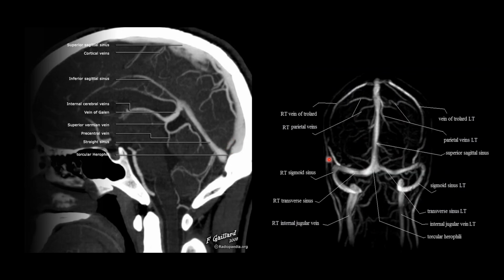Here are the CT and MR venogram images showing the superior sagittal sinus. Both the internal cerebral veins join into the great cerebral vein of Galen here, which drains into the straight sinus and then into the internal jugular vein. Here is the superior sagittal sinus, and both the transverse sinuses draining into the sigmoid sinus and finally into the IJV.